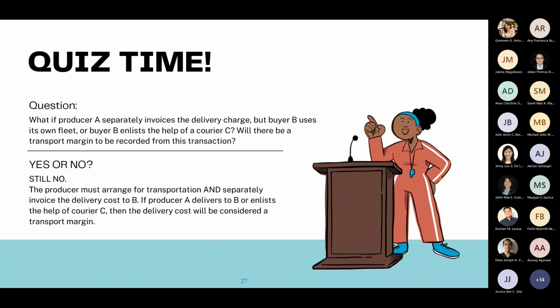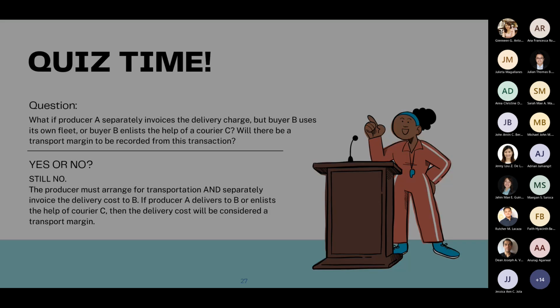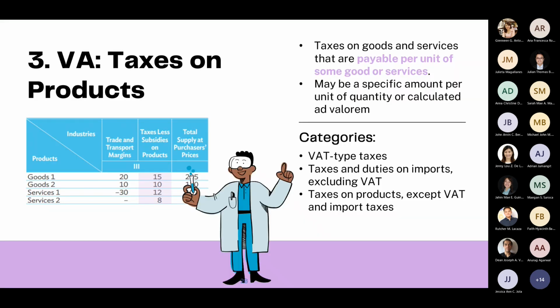I hope you understood the technicalities here. Yes, there was a separate invoicing done by A, but B is the one who took charge of arranging the transportation by using its own fleet and by contacting courier C. But if it were A who did all of that and separately invoiced the delivery charge, then it will be part of your transportation margins. Okay. Valiant effort from everyone. Thank you. So we are down to the last portion.